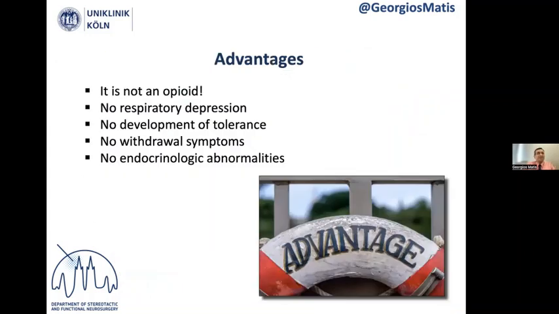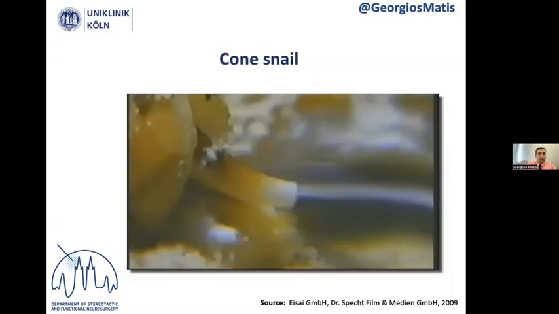And which are the advantages of Ziconotide? First of all, it's not an opioid. And if it's not an opioid, we don't have any respiratory depression. We don't have any tolerance. We don't have any withdrawal symptoms. Just say if the pump is not working properly, the patient will not have any withdrawal symptoms, and we don't have any endocrinologic abnormalities. Let's say you have a patient with COPD, then a drug which is not an opioid could be a very nice alternative.